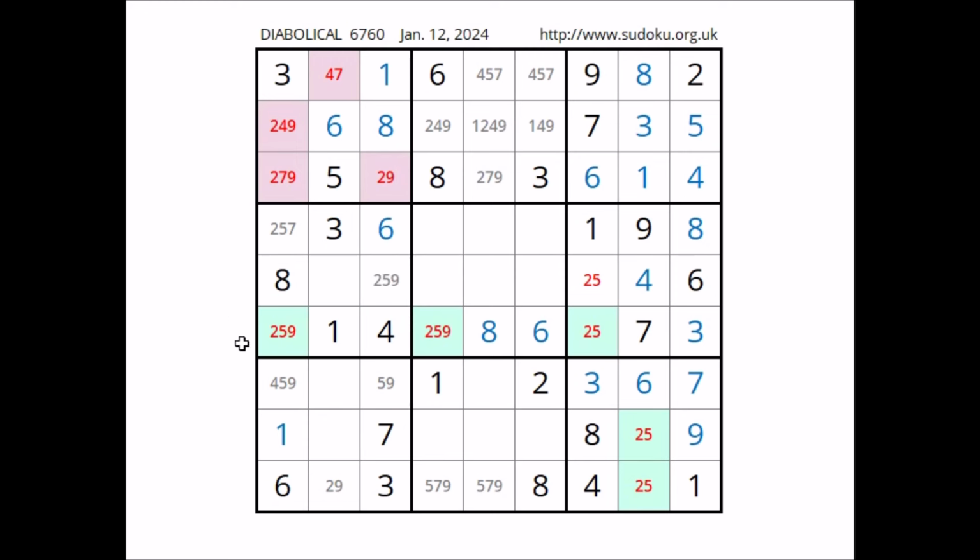Look, in this sector, 4 numbers are missing: 2, 5, 7 and 9. We have 5 here in this column, so in this place, 2, 7 and 9 are the options. 2, 7 and 9 here.